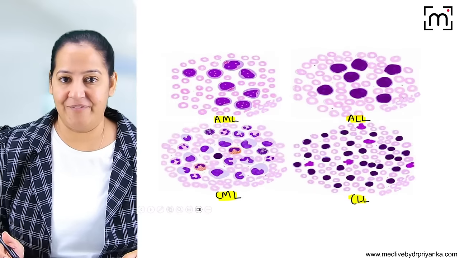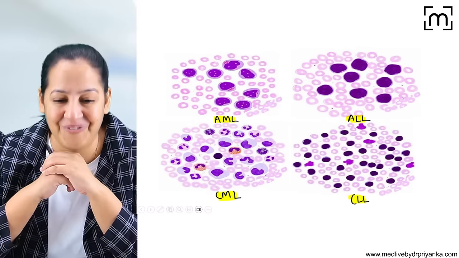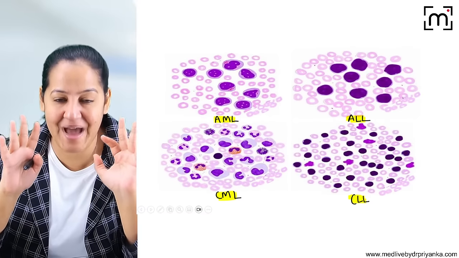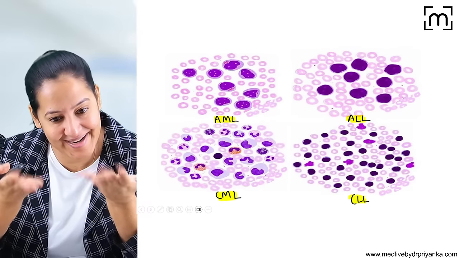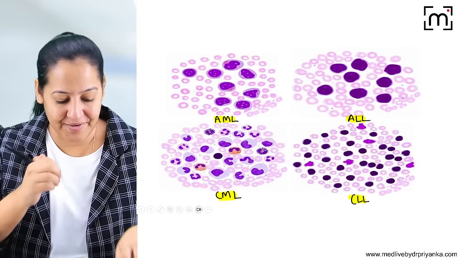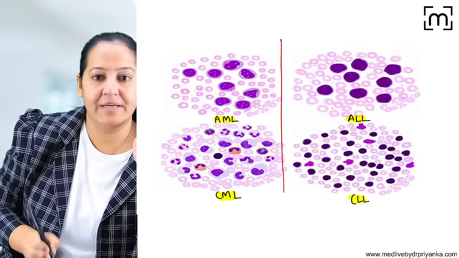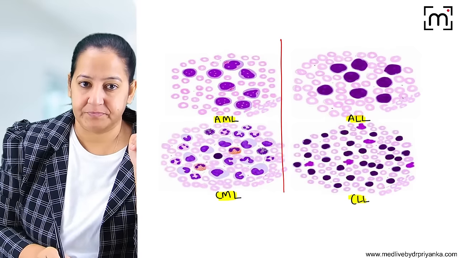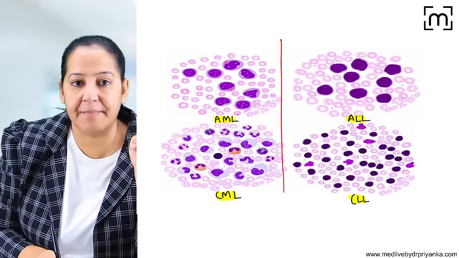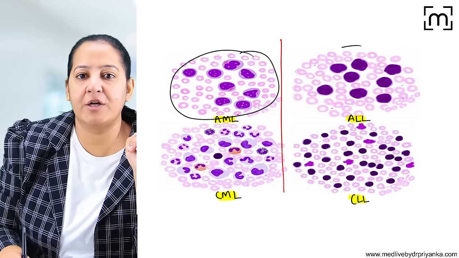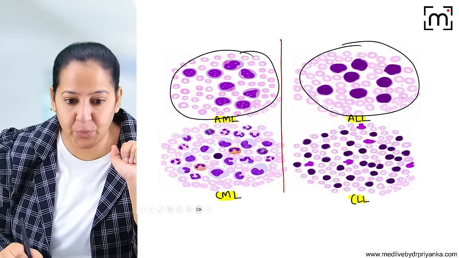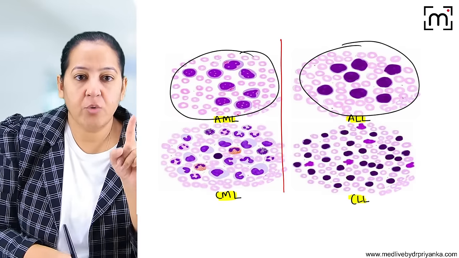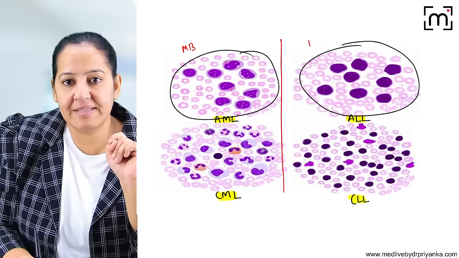So we are done with the peripheral smear also. Finally, we can compare all four, the four leukemia peripheral smears in front of you. Let's compare. You can see these two are myeloid and these two are lymphoid, acute and chronic. Let's start with AML compared to ALL. Compare the two acute versions. In both acute versions, there is a school uniform appearance. Here only one cell, myeloblast. Here only one cell, lymphoblast.